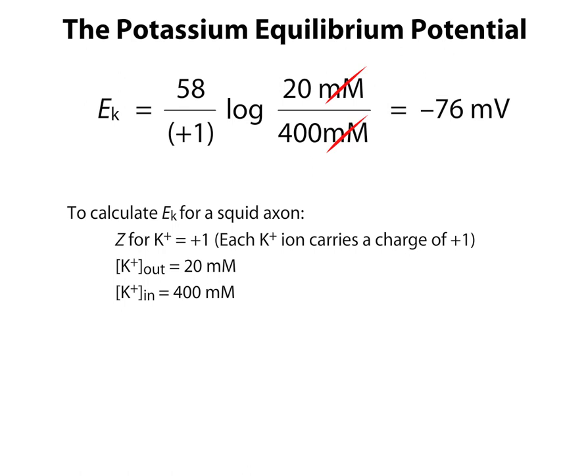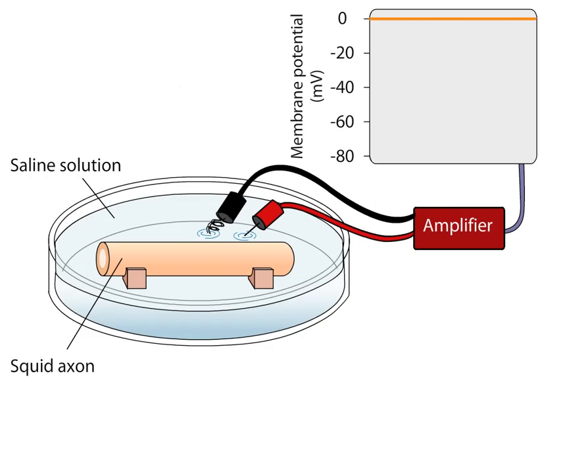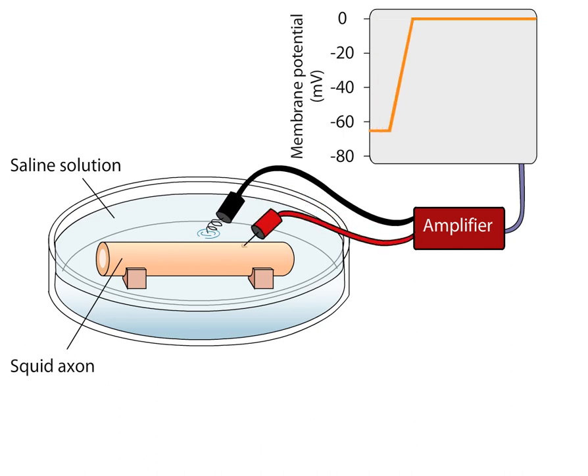According to the Nernst equation, the equilibrium potential for potassium is minus 76 millivolts. However, when we record the resting membrane potential of a real squid axon, we obtain a value of around minus 65 millivolts. Why is there a discrepancy? Is the resting potential really driven by potassium ions?